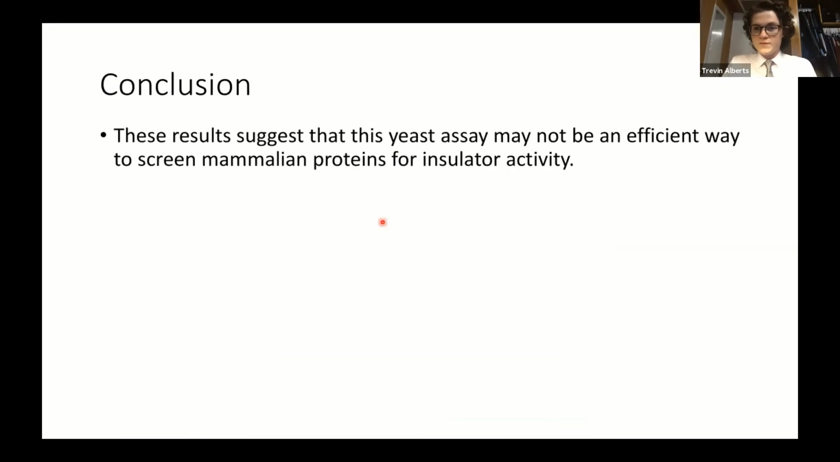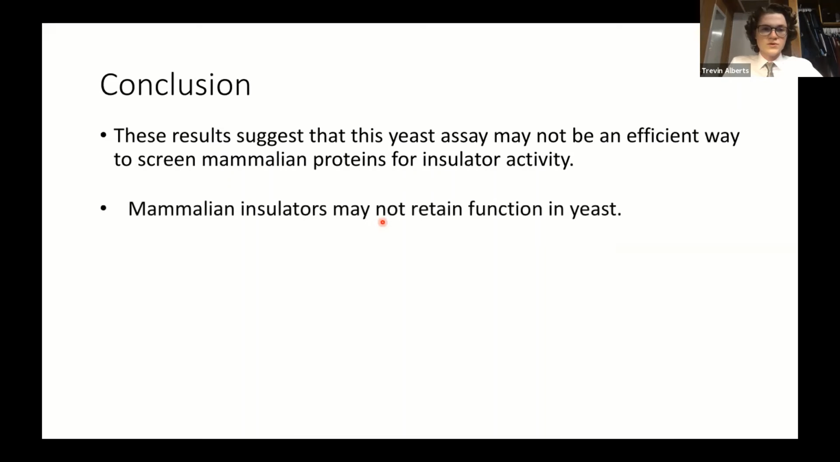So what we got from this experiment is, until we receive the results from this ongoing immunofluorescence procedure, these results suggest that this insulator assay may not be an effective way to screen mammalian proteins for insulator activity, given none of our expected insulator candidates showed that activity. It also can tell us that mammalian insulators may not retain their function in yeast. This system may not be a viable system to test for these mammalian insulators.